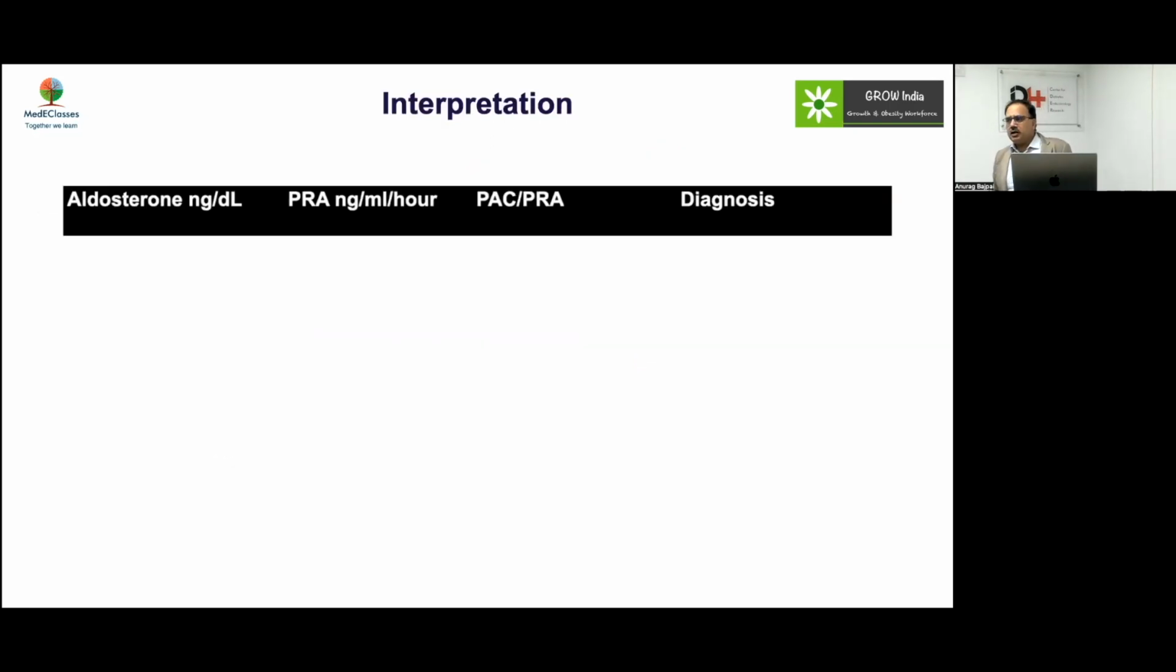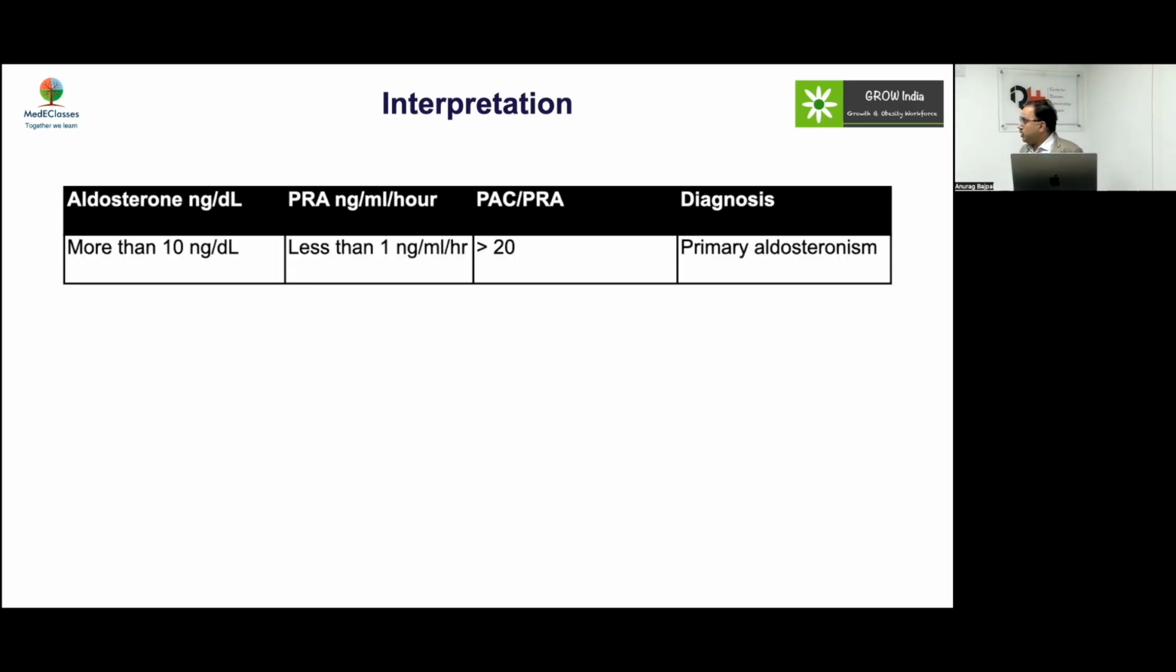Now, how do you interpret this? What I'm doing now is using PRA, plasma renin activity, which is more commonly used, and I would prefer that because it's a better bioassay. And the ratio between aldosterone and plasma renin activity, which is the ARR, or plasma aldosterone to plasma renin ratio: if aldo is more than 10 and renin is undetectable.